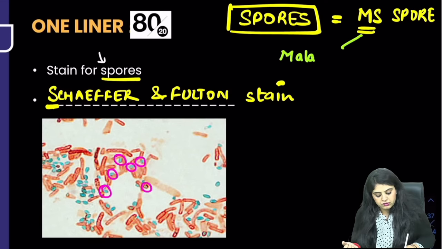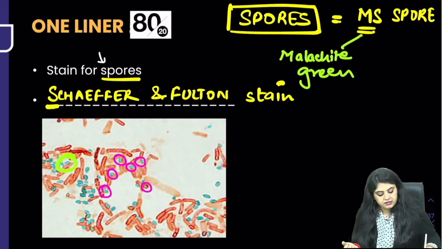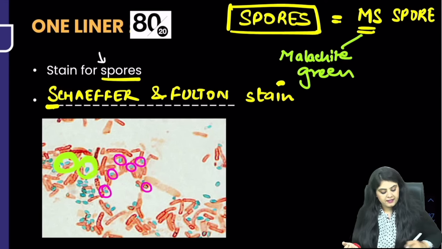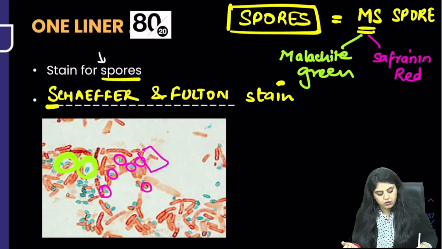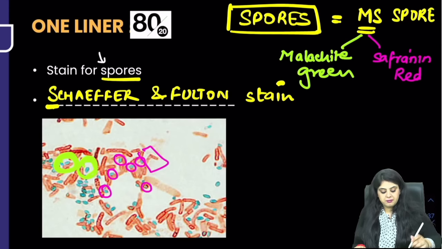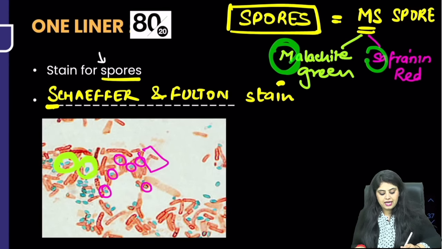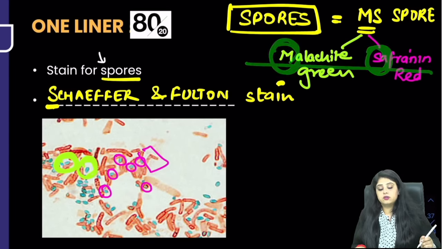Because number one, it uses malachite green, and I can see that there is a green spore that is forming. And number two, it uses safranin red, and I can see that also because the background is coming all red in color. So Miss Spore, the one who is sleeping, right? So remember, malachite green and safranin are the two colors that you're going to have.